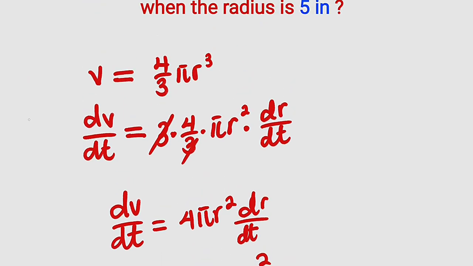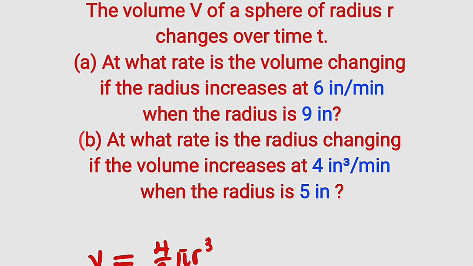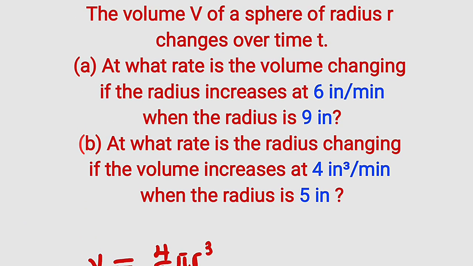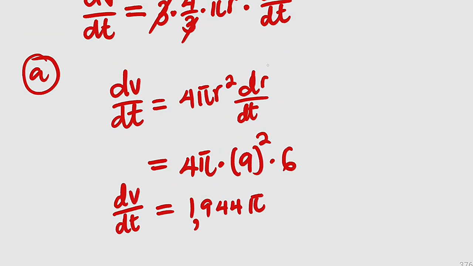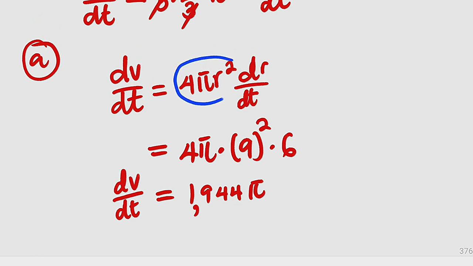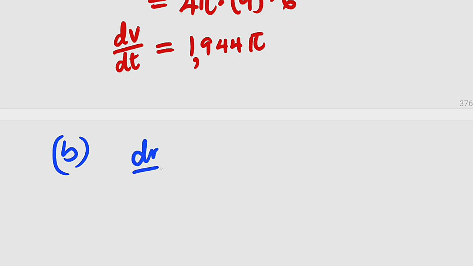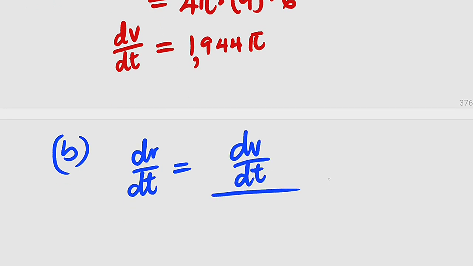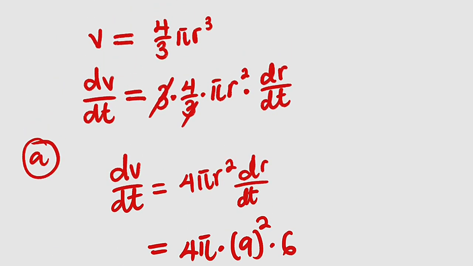Now let us take the second question. Remember that this is A part, then the B part. At what rate is the radius changing? This time around, we are looking for the rate at which the radius is changing, which is this one. So let us make it the subject first. So the B part, to make it the subject, we can divide both sides by 4 pi r squared. Therefore, dr over dt is equal to, on the left hand side, we have dV over dt divided by 4 pi r squared. So now let us bring the data.